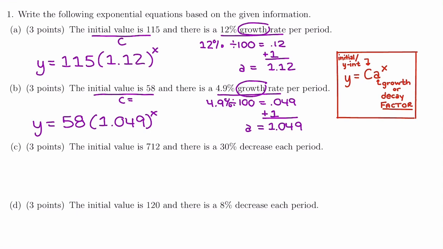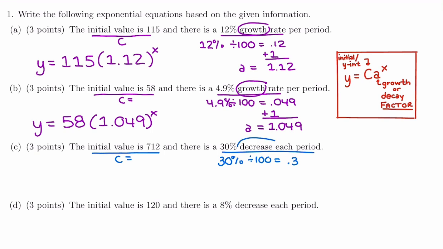On the other hand, we can look at some decay or decrease. So we would still look at C being the initial value, but a 30% decrease. If we want to make that into a factor to put it in the formula, we would still divide by 100, which would give us 0.3. But we don't want to add 1 because then that would be growth.